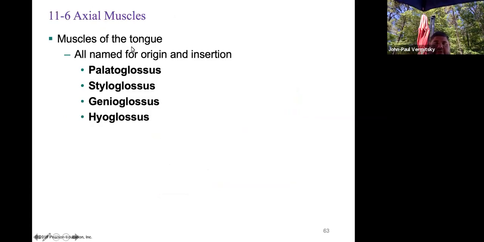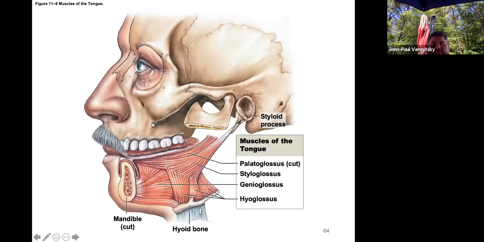Muscles that move the tongue, they're all named for the origin and insertion. And again, for these, collectively just know them as the glossus muscles. It's palatoglossus, styloglossus, genioglossus, and hyoglossus. And again, I'm not going to specifically ask you to identify these, but if I pointed to one of these, you should know that these are one of the glossus muscles involved in movement of the tongue.